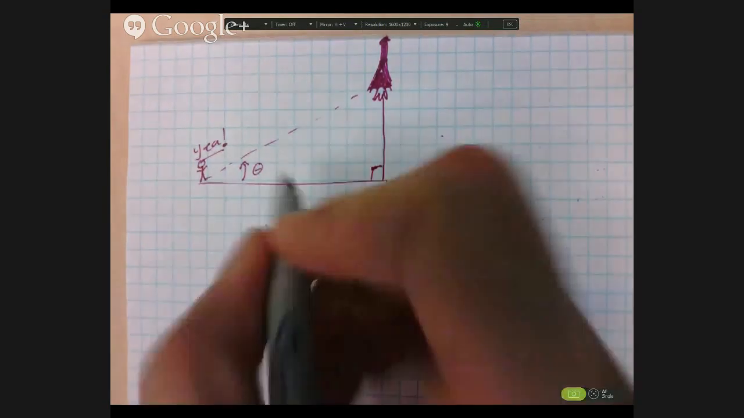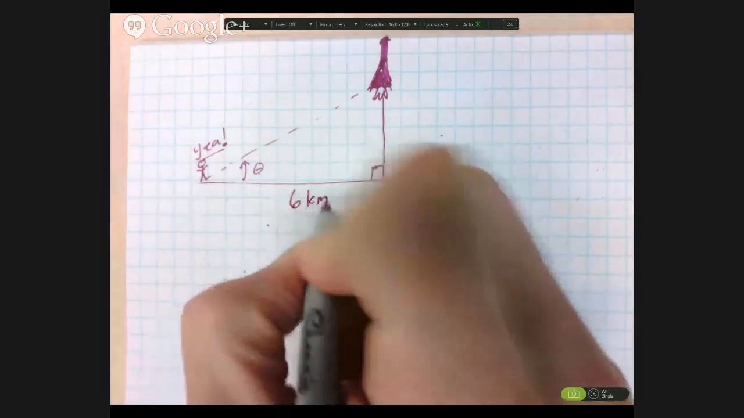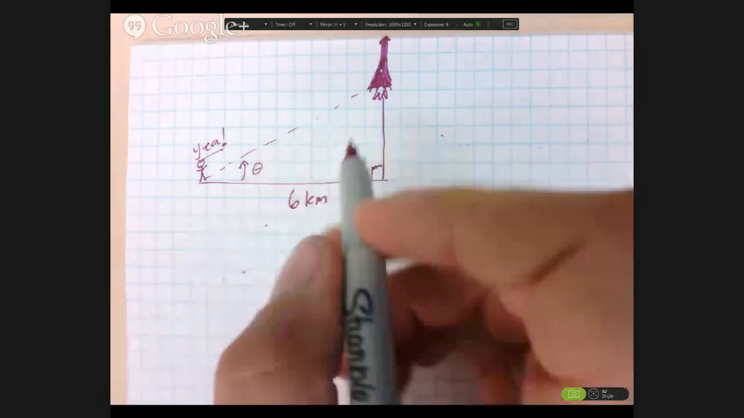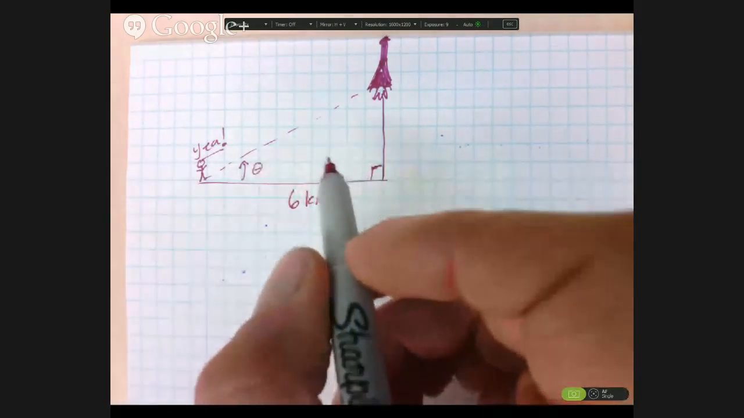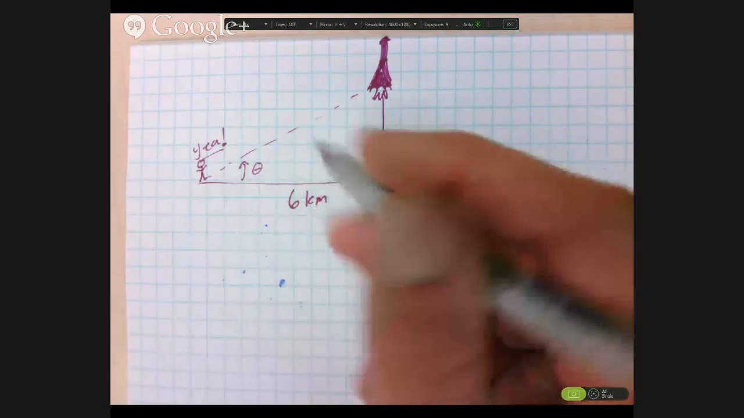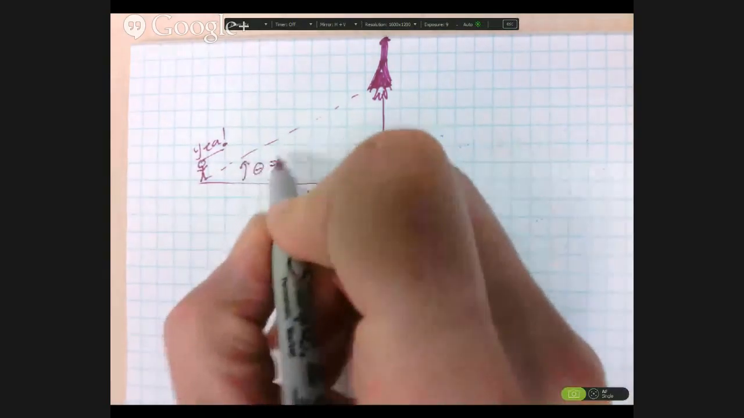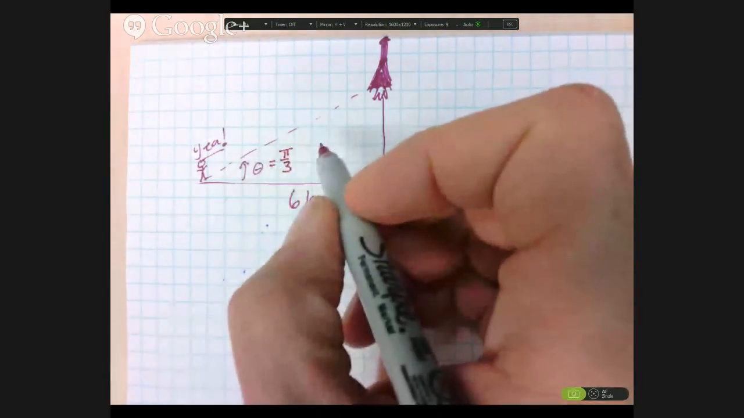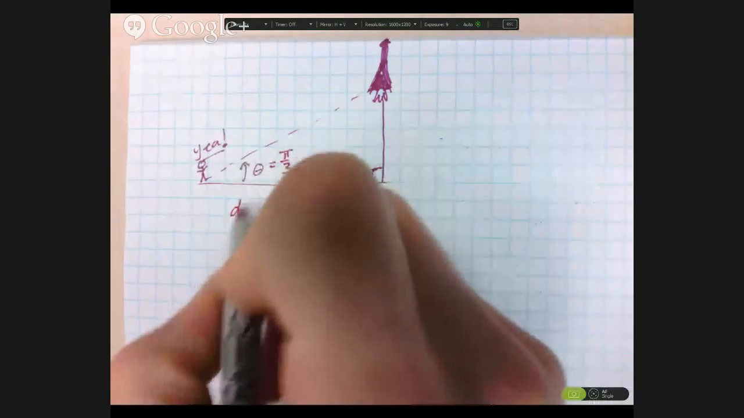We are 6 kilometers from the launch pad. Wait, are you watching it from the bottom of your feet or your eyes? We're not going to get that specific because we're in kilometers. We're laying on the ground. Okay, the angle theta is pi over 3.